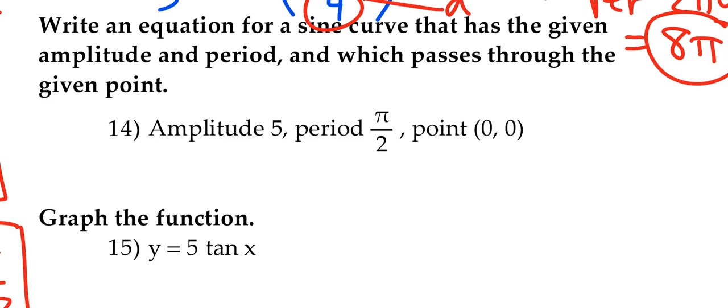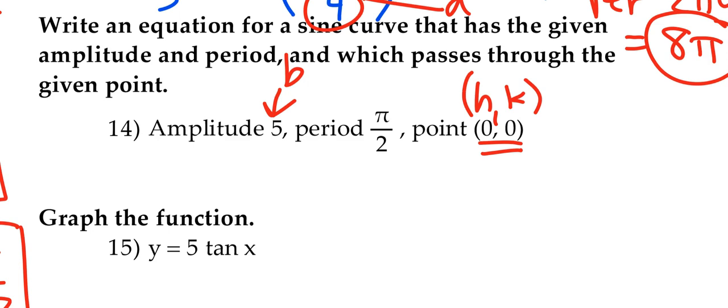Write an equation for a sine curve that has the given amplitude and period and passes through the given point. Folks, what's so significant about this point? They gave you h and k. What does this value represent? That is my b value, right?